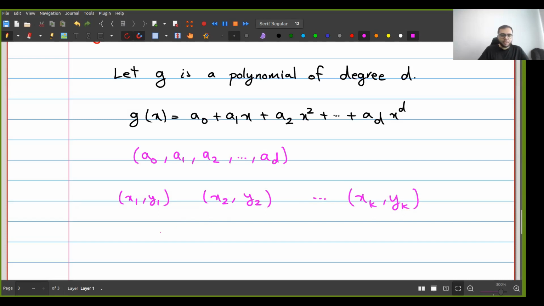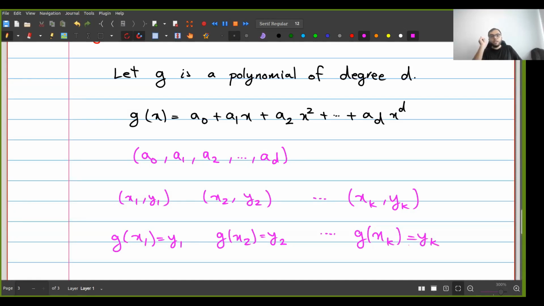And then I just tell you that these are points that this polynomial passes through. So when I give you this point, what I actually mean is that g of x1 is y1, and g of x2 is y2, and so on, and g of xk is yk. So how many points should I give you so that you can reconstruct the polynomial g?